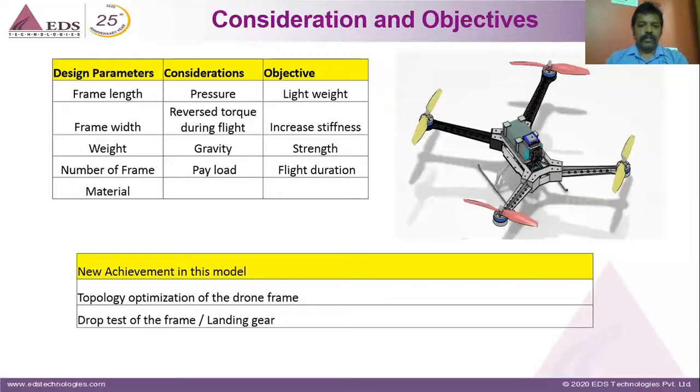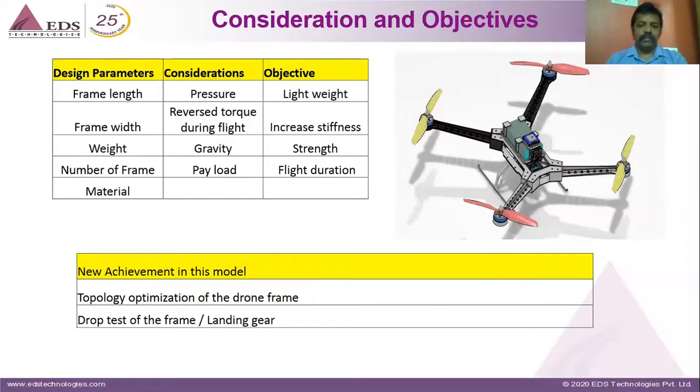So the example for today's session being a drone, the objective is to have the drone lightweight, with increased stiffness and very high strength, and flight duration is also an important factor. Why are flight duration and lightweighting important? These two are related: if the frame is very heavy, then your flight duration will also come down. So it is very important that you optimize your frame in such a way that the stiffness of the frame gets increased, and at the same time the flight duration also gets increased.